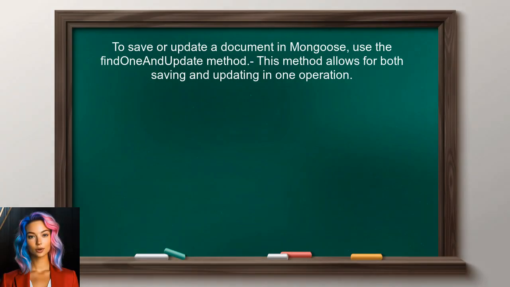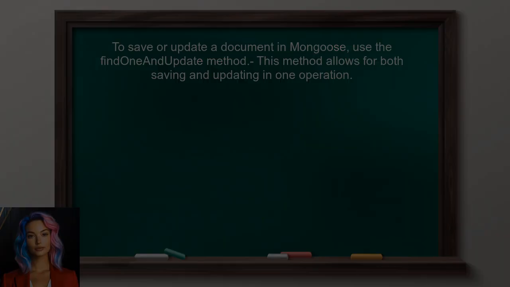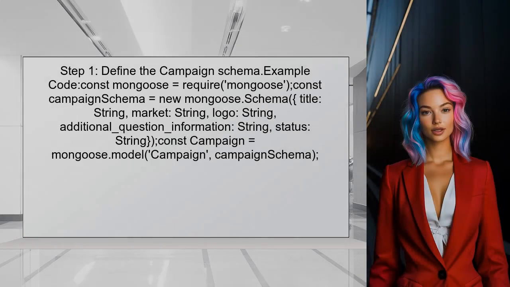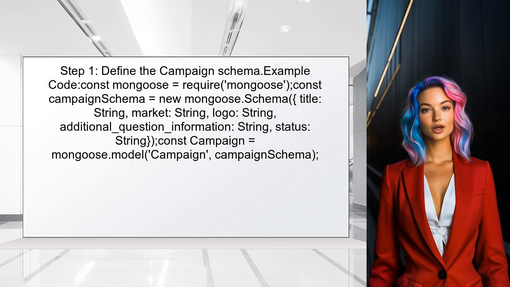To save or update a document in Mongoose, the user can utilize the findOneAndUpdate method. This method allows for both saving a new document and updating an existing one in a single operation. First, the user should define the schema for the campaign model. This schema will outline the structure of the documents in the MongoDB collection.